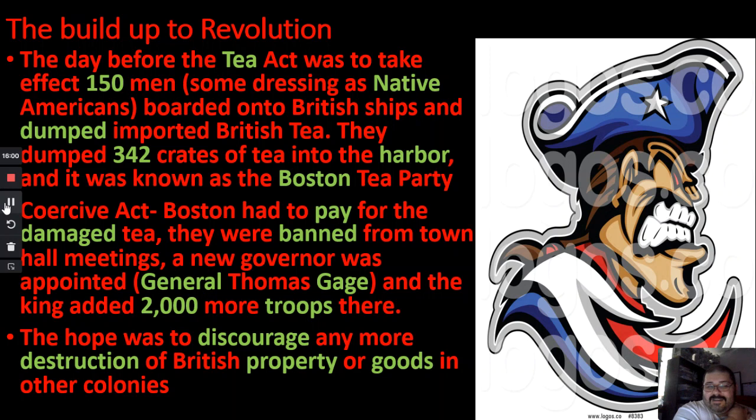Now, going back to that Coercive Act, basically because of the Boston Tea Party, there were stipulations added to it where they said Boston had to pay for the damaged tea. They were banned from having town hall meetings, so they couldn't all gather and talk about revolution and things like that. All that stuff had to be said in the street or in people's homes, in smaller areas instead of one big building where everyone could get together. And on top of that, a new governor was appointed, and his name was General Thomas Gage.